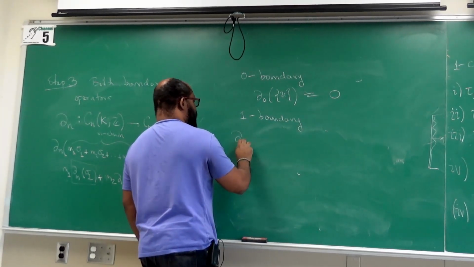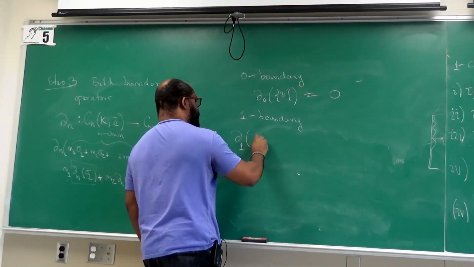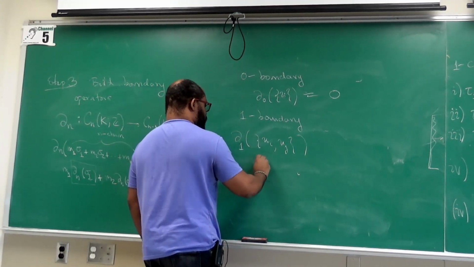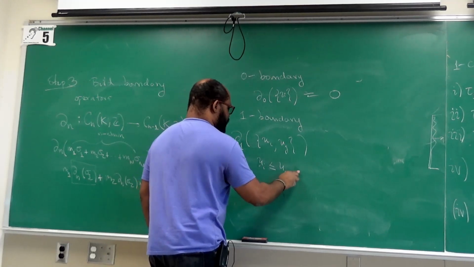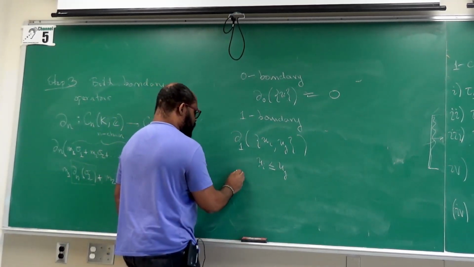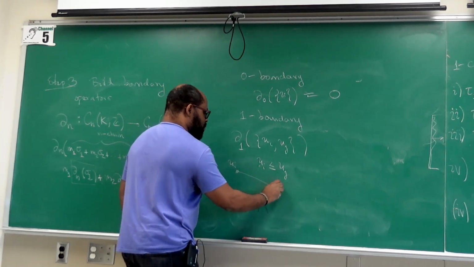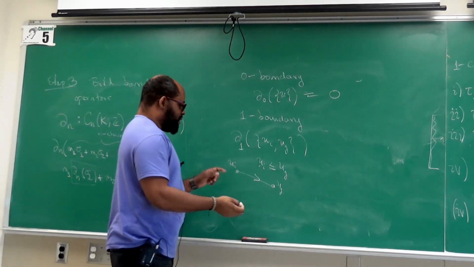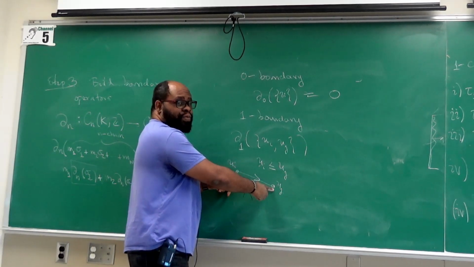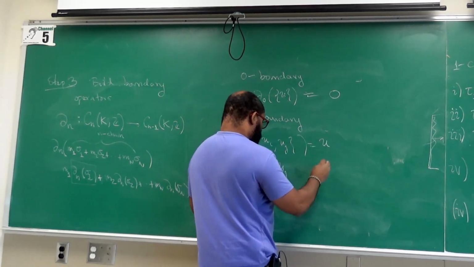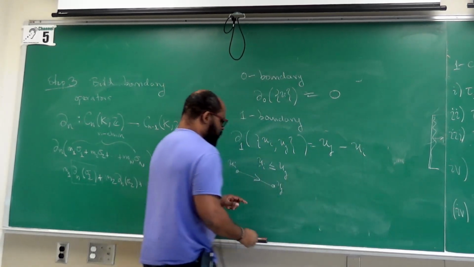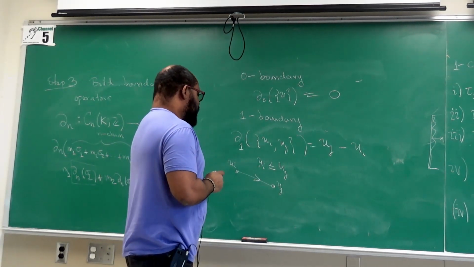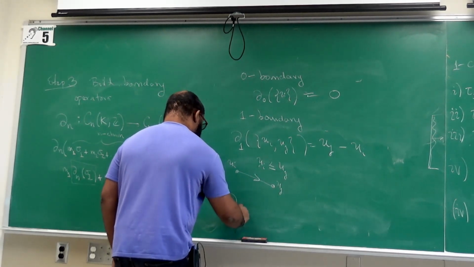Now the one boundary. Say that you have the simplex u_i, u_j, where u_i is less than u_j. Right, so the orientation goes like this. The boundary is comprised of u_i and u_j, and the way we write it is u_j minus u_i. So the head minus the tail.